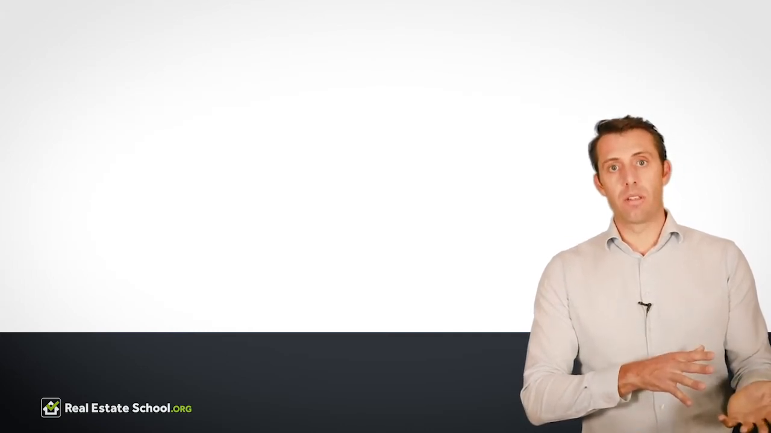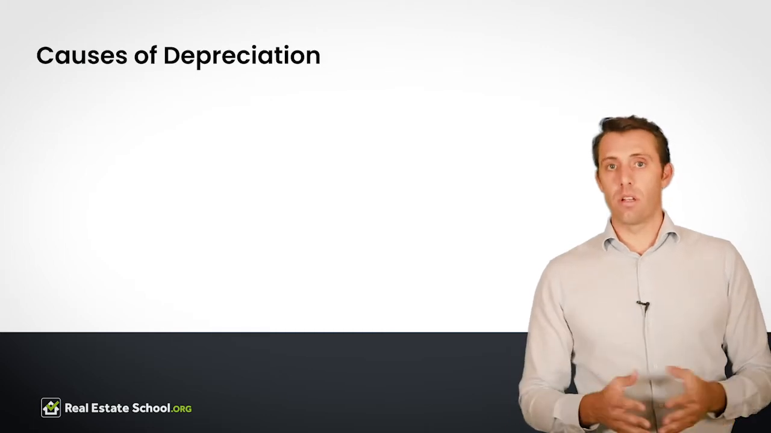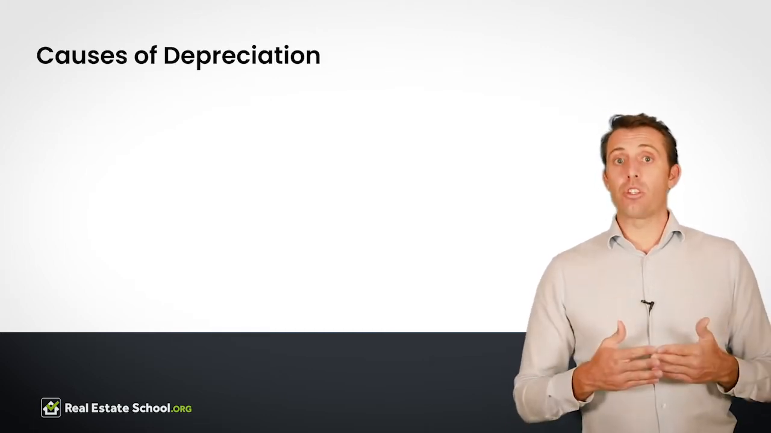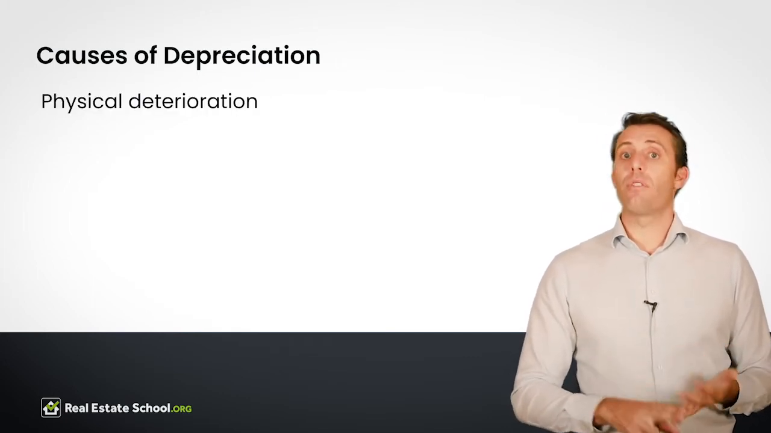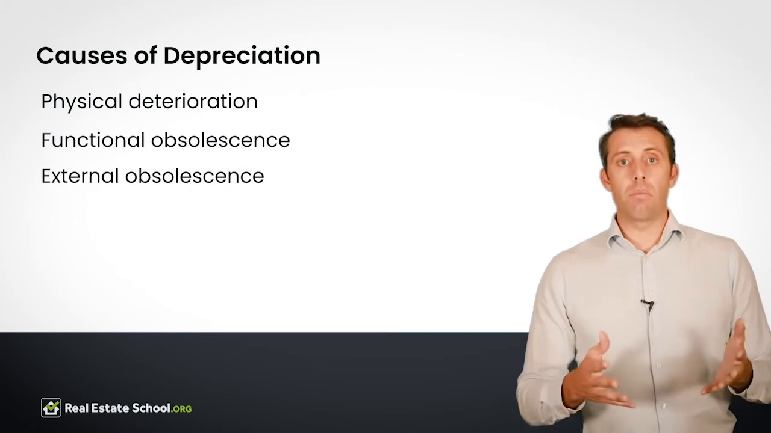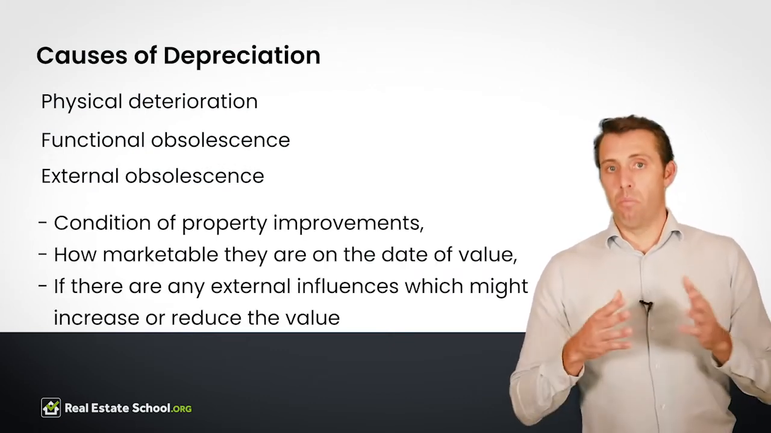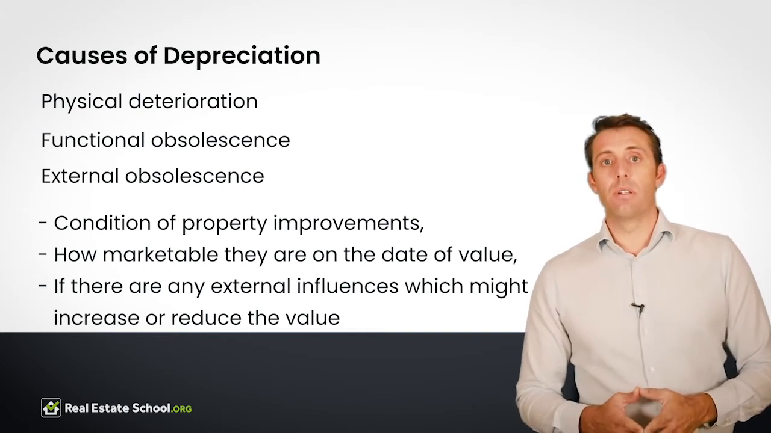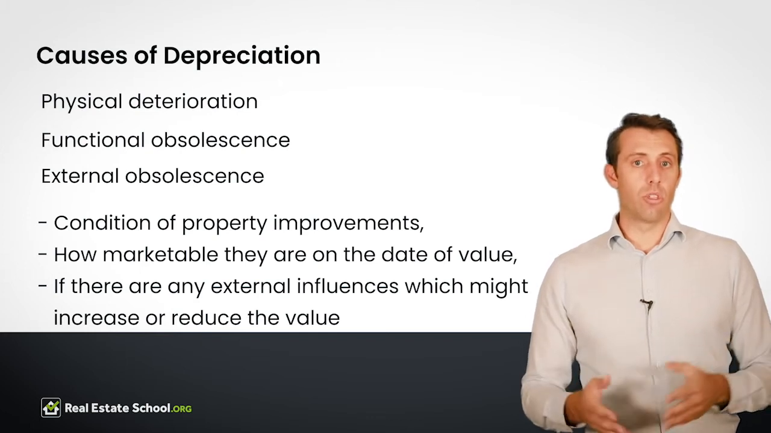of the improvements. And this has to be done including all causes of depreciation, including physical deterioration, functional obsolescence, or external obsolescence. That means that we're looking at the condition of the property improvements, how marketable they are at the date of value, and then if there's any external influences which might increase or reduce that value.